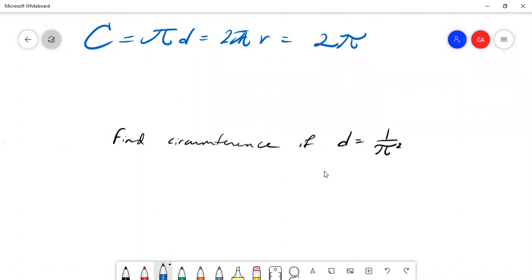Okay, can someone else tell me, find what the circumference is of a circle given that the diameter is 1 over pi squared? Let's see. Solina, your name was the first I saw on the list. Can you tell me what the circumference is of a circle given this diameter? No. Nishan, can you tell me what the circumference is given this diameter? No. Matthew, can you tell me what the circumference is given this diameter?